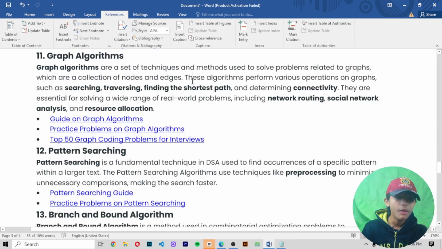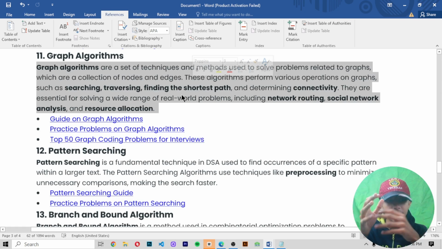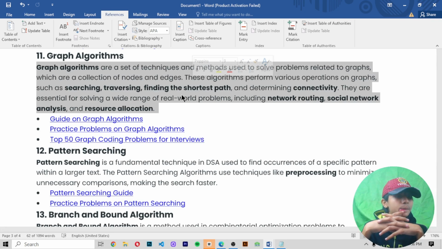11, graph algorithm. So many people are thinking what is the graph algorithm, so let me explain. Graph algorithms are a set of techniques and methods used to solve problems related to graphs, which are a collection of nodes and edges. These algorithms perform various operations on graphs, such as searching, traversing, finding the shortest path.